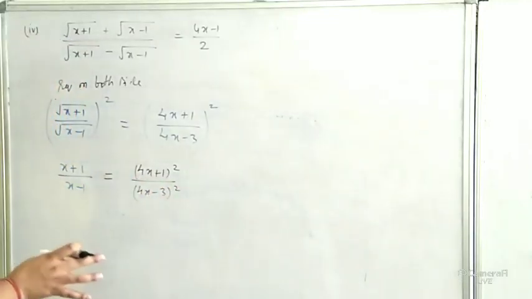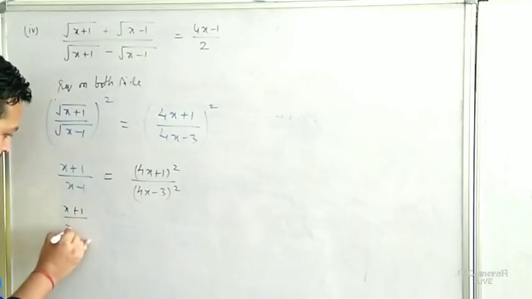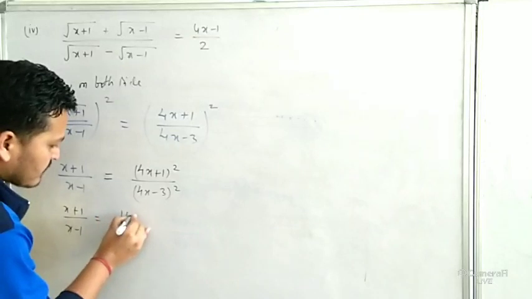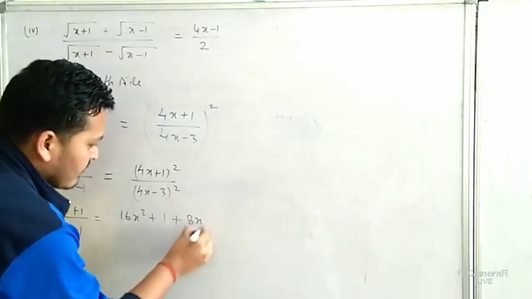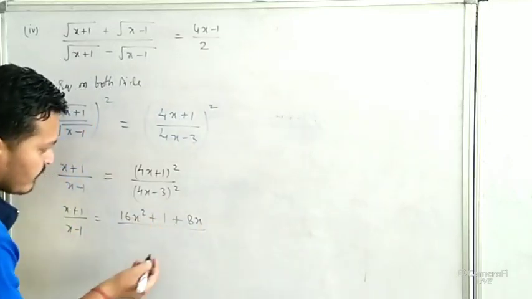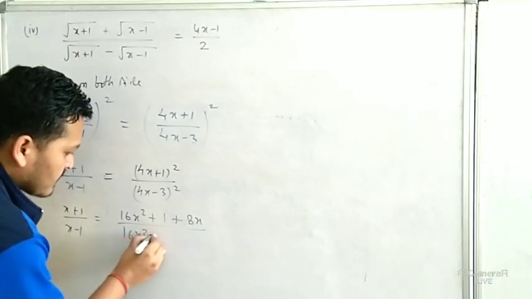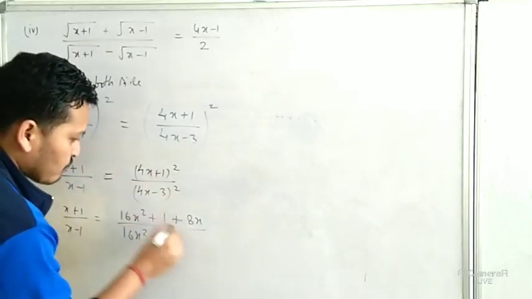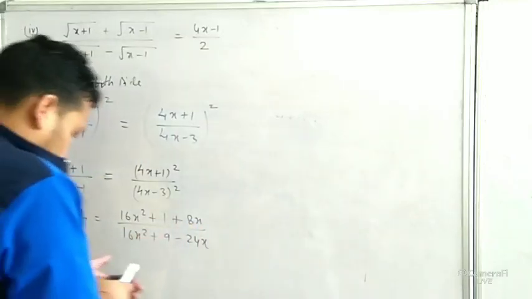And as you know how you can solve it, expand it. Then x plus 1 upon x minus 1 is equal to the expanded form: a square, 4x square, 4 fours are 16x square plus 1 plus 2ab, 4 twos are 8x. Then similarly on the denominator a minus b whole square, which is a square plus 9 minus 4 threes are 12, and 12 twos are 24x. Now solve it, sir.